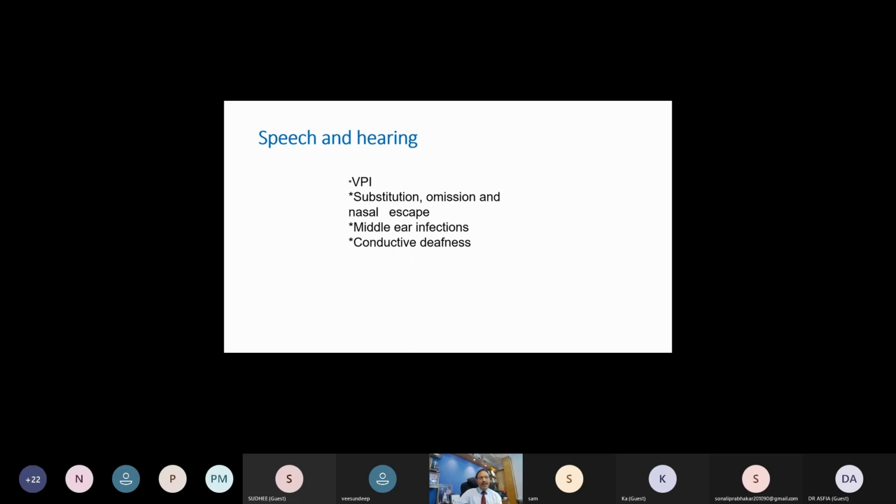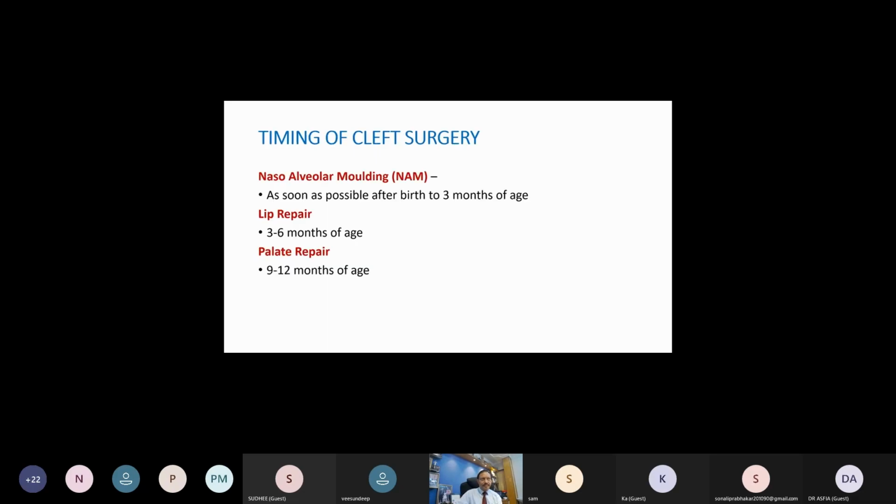These patients may have velopharyngeal incompetence, middle ear infections, and conductive deafness. Coming to the timing of surgery, the nasoalveolar molding can be done as soon as possible after birth and up to 3 months of age. For lip repair, the consensus is to do it between 3 and 6 months of age, when the weight is at least 5 kgs and hemoglobin 10 grams. And the palate repair is best done between 9 and 12 months of age, with a weight of 8 kgs and hemoglobin of 10 grams.